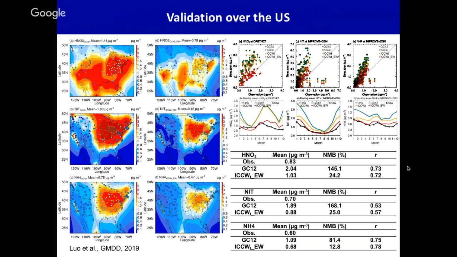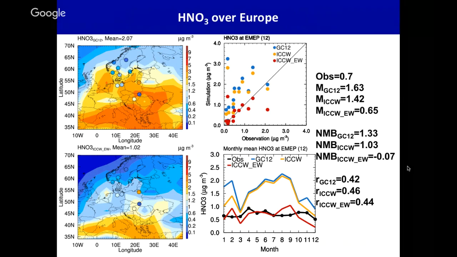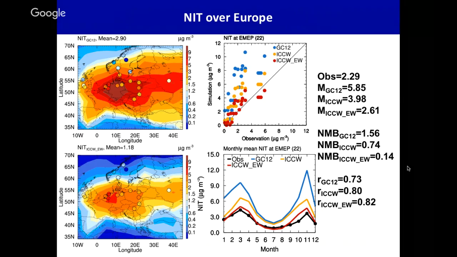And we'll scale to the comparison over Europe. And this is the changes of nitric acid over Europe. We found that after applying the new scheme, the bias of nitric acid has been significantly reduced over this region. And this is for nitrate. Nitrate usually is overestimated in wintertime. After applying the new scheme, it has been reduced and goes very close to the observations.